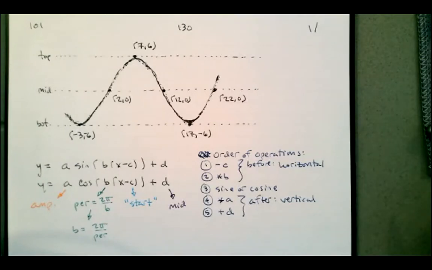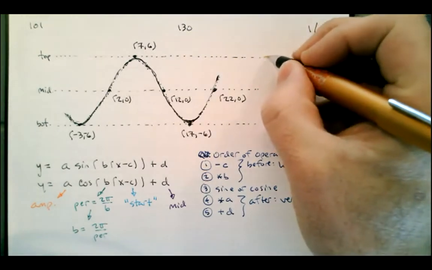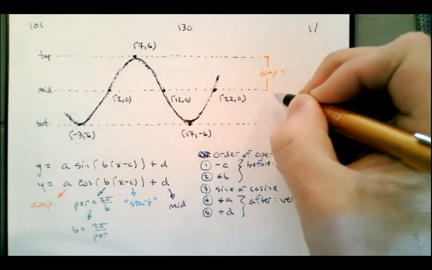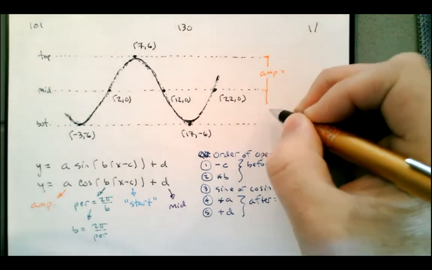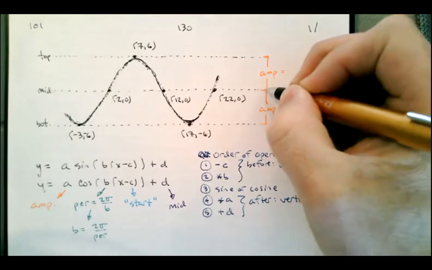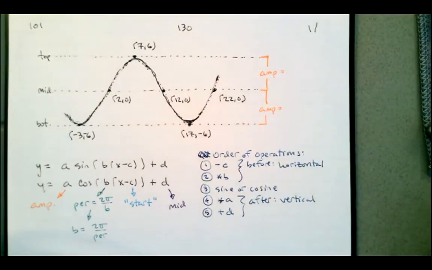Let's look at first the amplitude. The amplitude is just the distance from the middle to the top. So the distance from the middle to the top is the amplitude, or the distance from the middle to the bottom can be the amplitude as well. If these don't match, then we don't have symmetry about the middle, which means something is off.